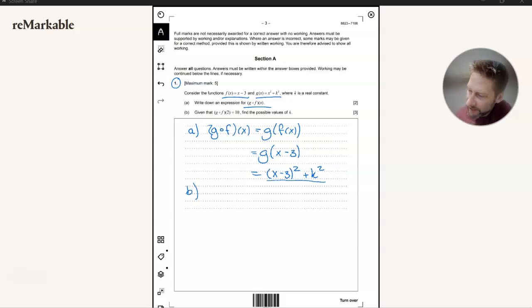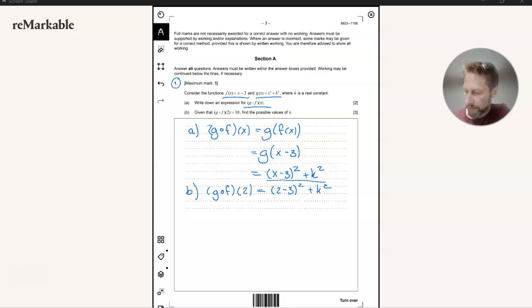And for question B, we are given that g after f, if we take it at 2 instead of x, then the result was 10. That's information for us. And we're being told to now find the possible values of k. So we really just need to write down the information we're given. So g after f, we just found an expression for it. Now x is 2, so we write g after f of 2, and that just means we plug in 2 in the expression above. So that's 2 minus 3 squared plus k squared.